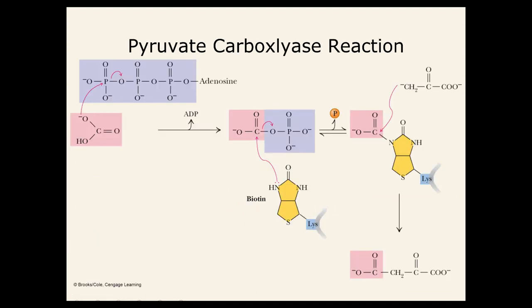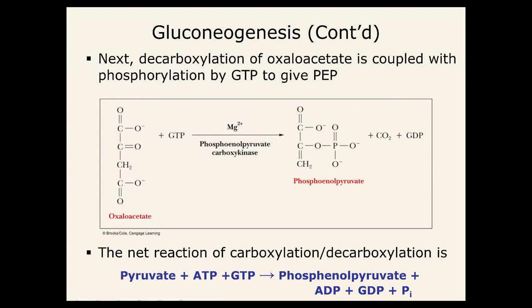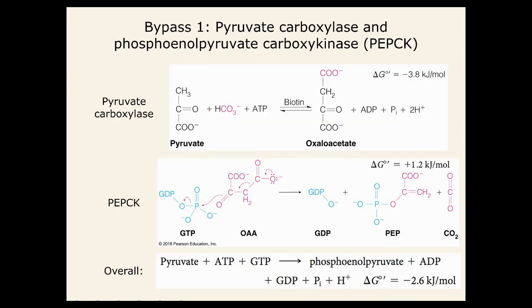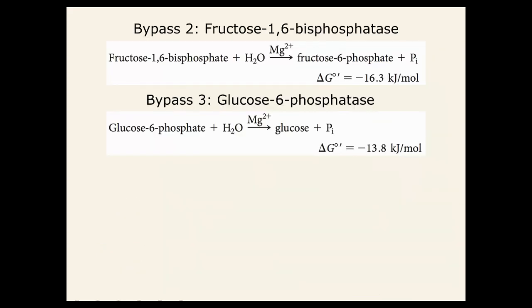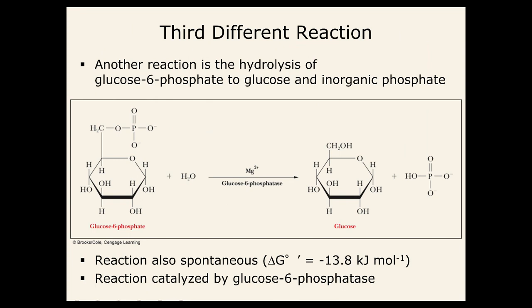All right. I'm not going to go through that mechanism. Here's another step for gluconeogenesis, oxaloacetate to phosphoenolpyruvate. Okay. Here's bypass 3 and 2. So these were the other steps that were bypassed, have a different mechanism. So steps 10, 3, and 1 of glycolysis have a bypass in gluconeogenesis.